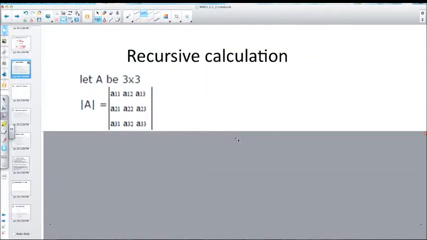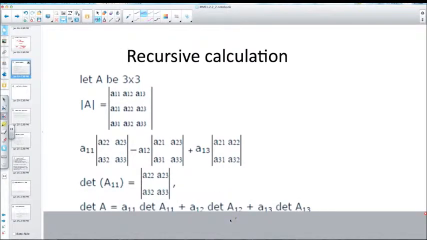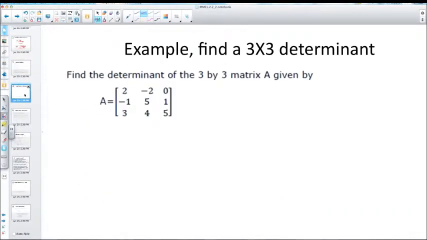If you go up to a 3 by 3 matrix, the determinant is given by a recursive calculation. Recursive means you're going to calculate three 2 by 2 determinants. And to show you how to calculate, the best way is to use an example. This is the A.